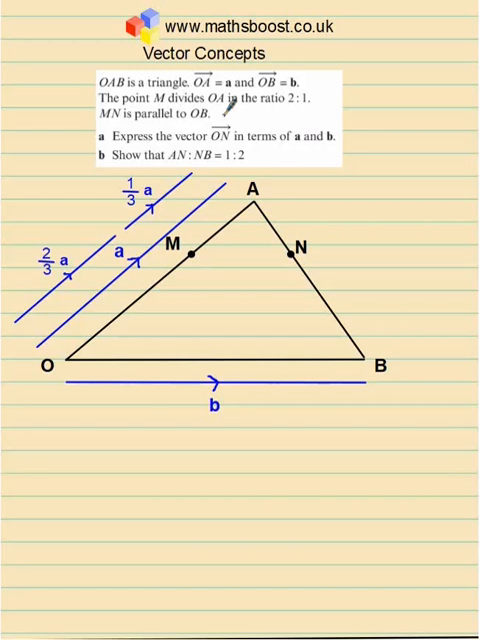So here we have the first important concept. When vectors are parallel, they are a fixed multiple of each other. We know the vector OB is B, so any vector parallel to it is a multiple of this. And we'll call this unknown multiple of B, K. Now I've got all the information given by the question, so I'm going to fill in the blanks.